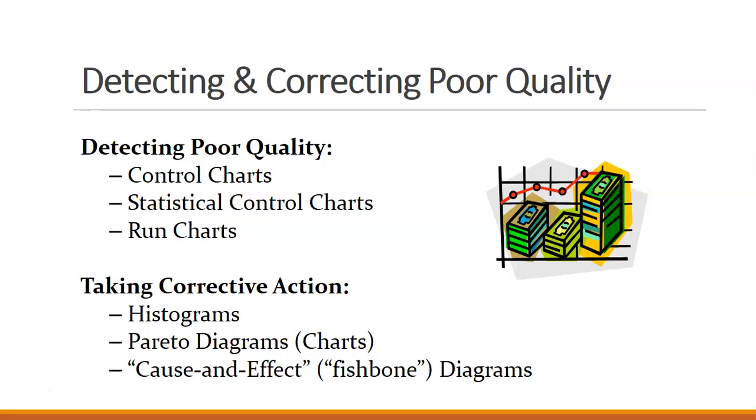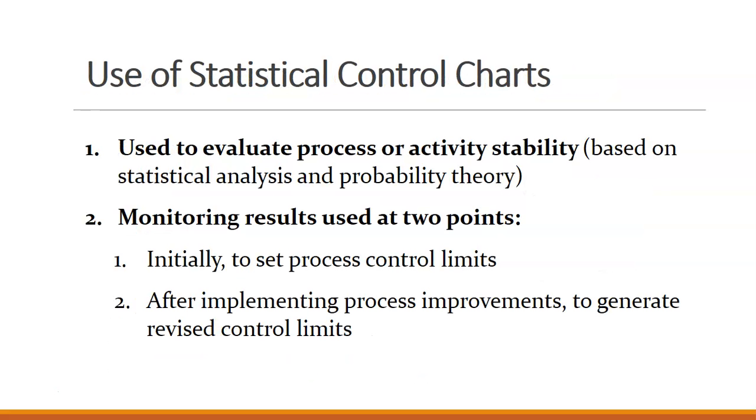How do we detect poor quality? Well, statistical information. We look for information, we use control charts, we have inspections, we gather information, and we take corrective action. So when we look at these statistical control charts, these are used to evaluate our processes.